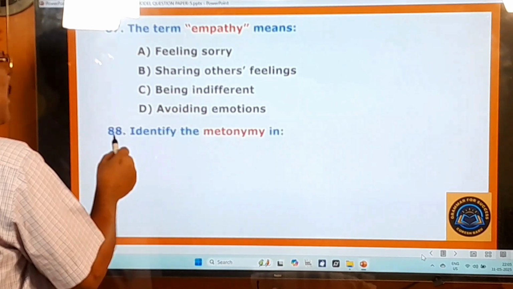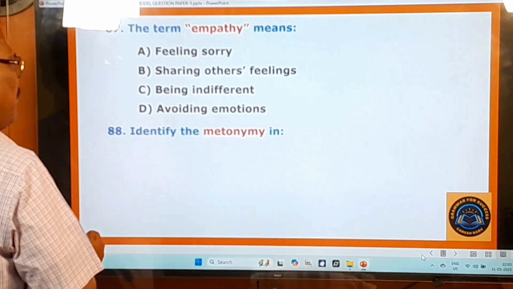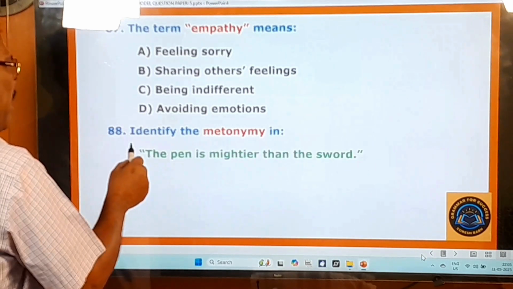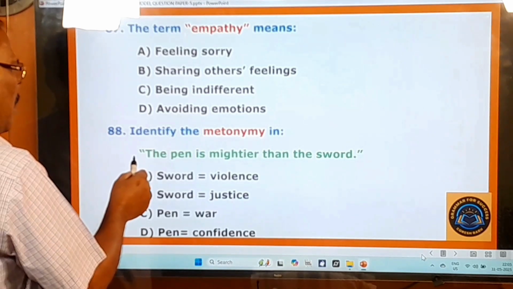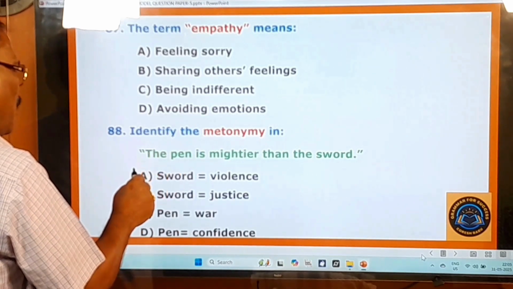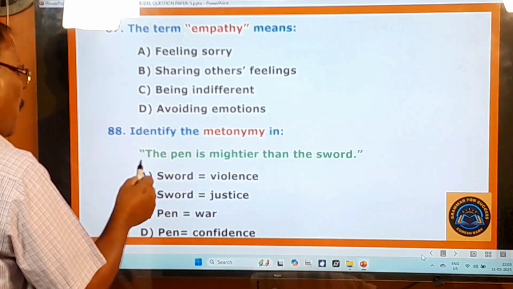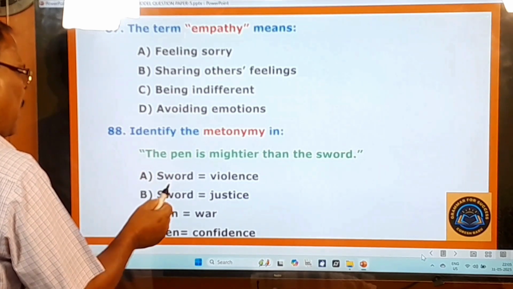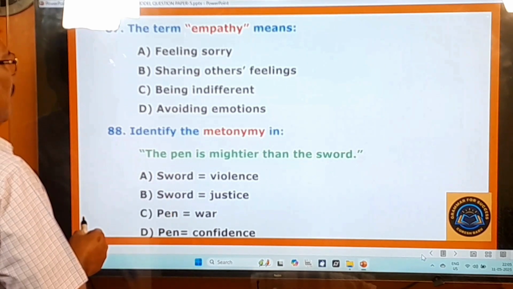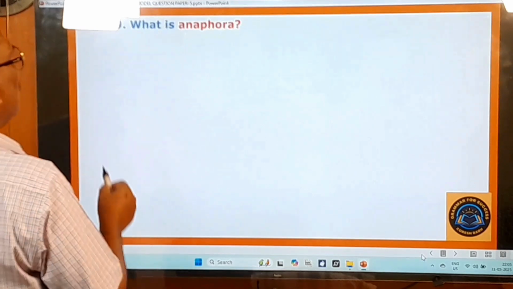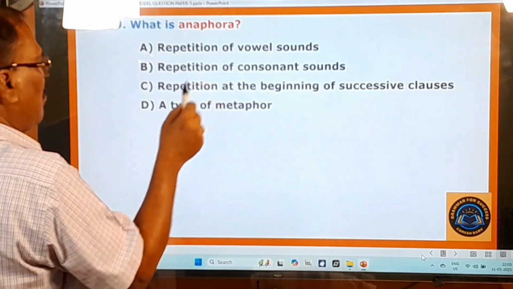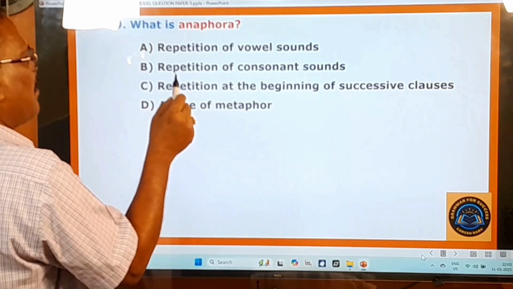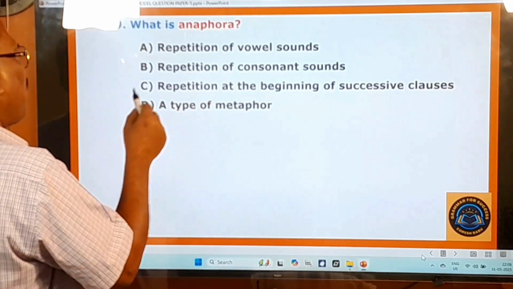88th question. Identify the metonymy in the pen is mightier than the sword. Sword means violence, sword means justice, pen means war, pen means confidence. 89th question. What is anaphora? Repetition of vowel sounds, repetition of consonant sounds, repetition at the beginning of successive clauses, a type of metaphor.